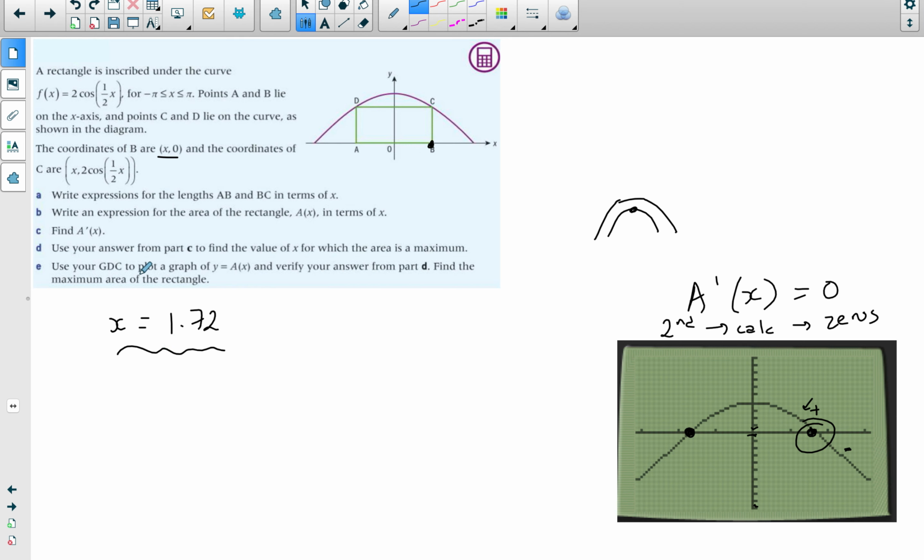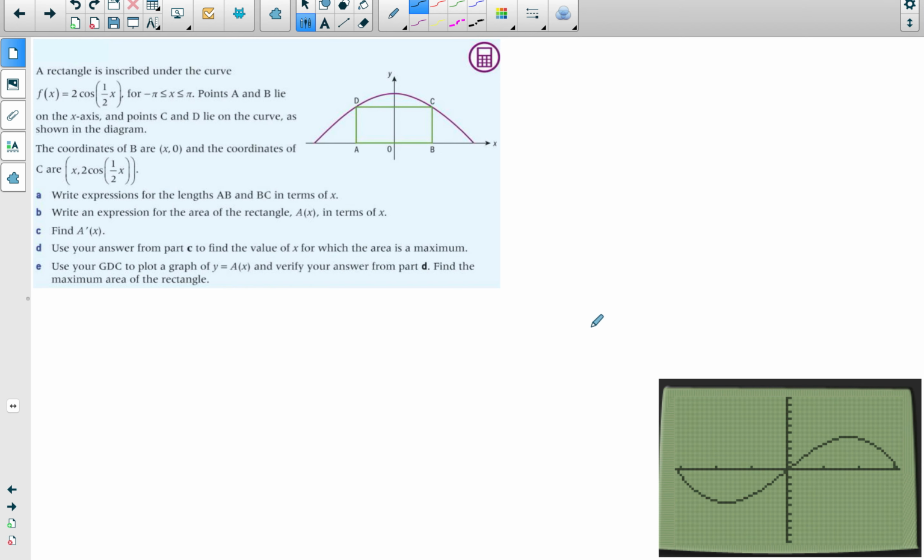Now, it says use your GDC to plot the graph of A of x, so the original, and verify that your answer for part D, find the maximum area of the rectangle. So we have a couple of things in this question that we need to do. Usually in an exam, they won't actually ask for D and then E. This is more of a classwork type question. So you would actually intuitively want to use your GDC to make sure that 1.72 is a maximum. So let's look at that.